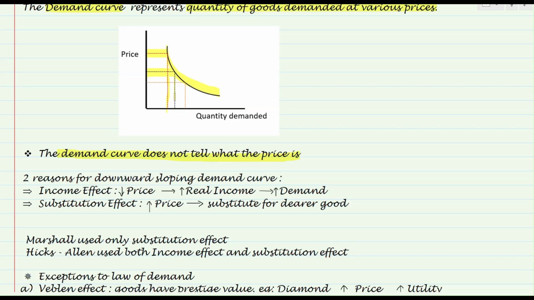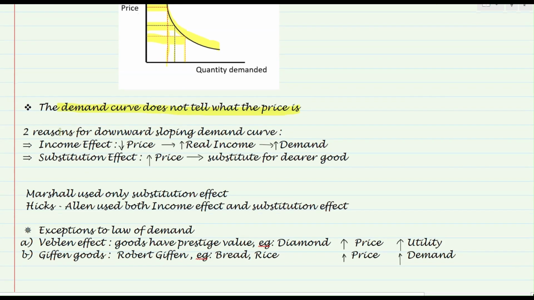You see here we are purchasing, let's say, this much quantity, and when price falls our quantity demanded increases. So it is telling us the quantity demanded at various prices. It is not actually telling what the actual price is. Now we saw that the demand curve slopes downward because of the law of demand.